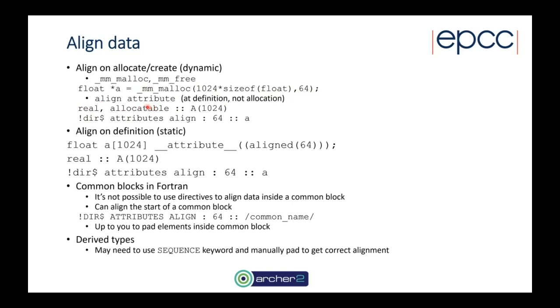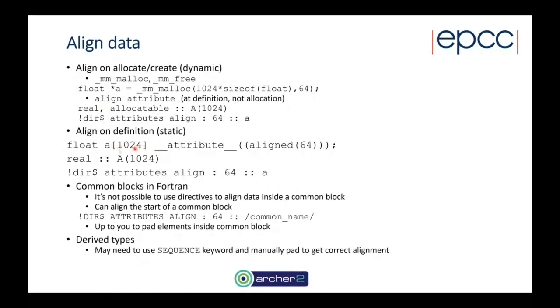If we were doing this in Fortran and we were doing dynamic data, then what we would do is we would use this attribute here in Fortran. So we've got this allocatable data, and then when we define this array A, we also say attributes align and do it in that way. So that's for dynamic data for both C and Fortran. The thing to be careful of in C is that if you do _mm_malloc, which is fine, you always have to use _mm_free to free up those arrays. Otherwise, it will crash your program.